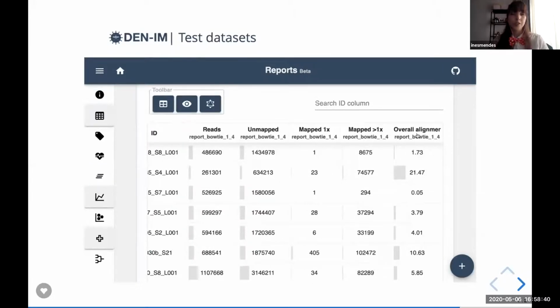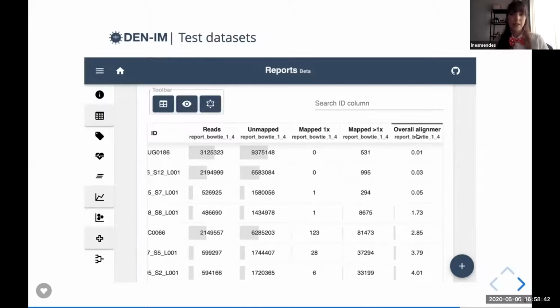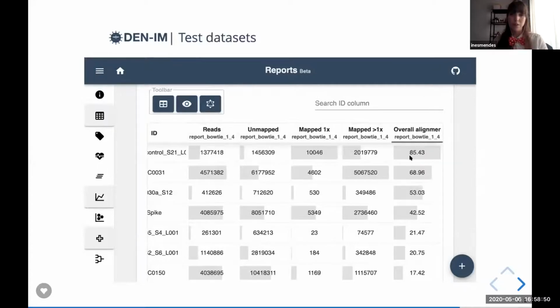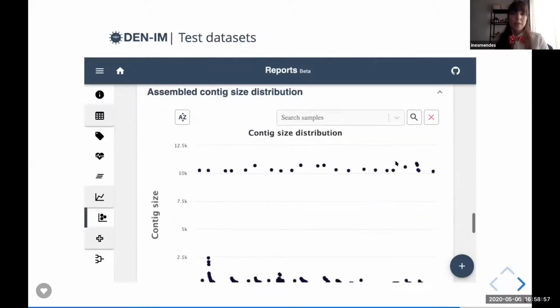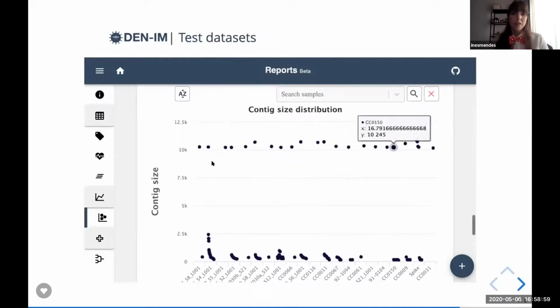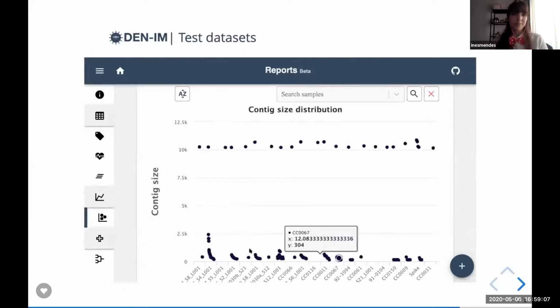This is more statistics about how much of the sample is actually dengue. We can say that this one had a very low amount of dengue virus in the sample, until we go to this, our positive control. Of course, it's mostly dengue virus. These are the plots, the contig size distribution. Given that the ORF size is around 8K, we expect everything to be around this area. This is just assembly trash.